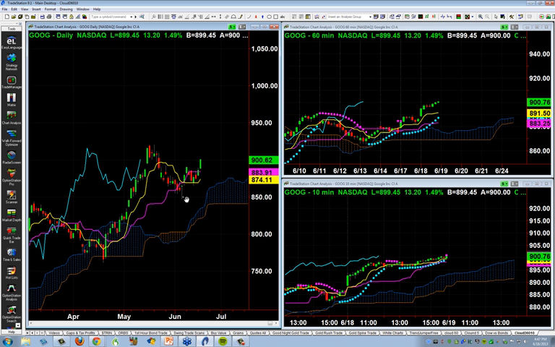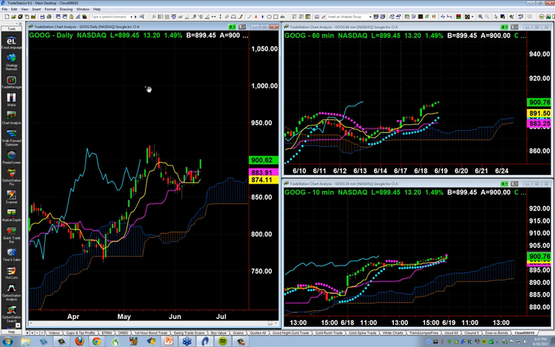Googleicious, GOOG. Google obviously looks wonderful. Above the cloud, good little hook. It's almost going to give you a flip-flop. See how the lines are going to give you a crisscross here. There's the criss, and then you cross. The 60-minute looks really good, and the 10-minute also looks really, really strong. So crisscross is looking good.